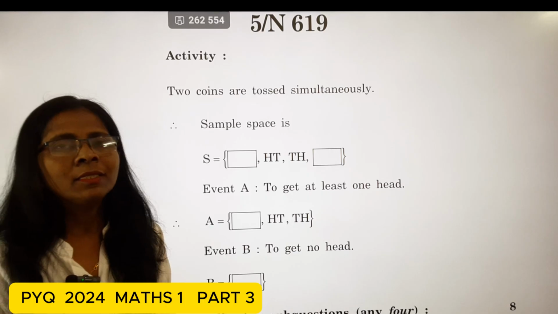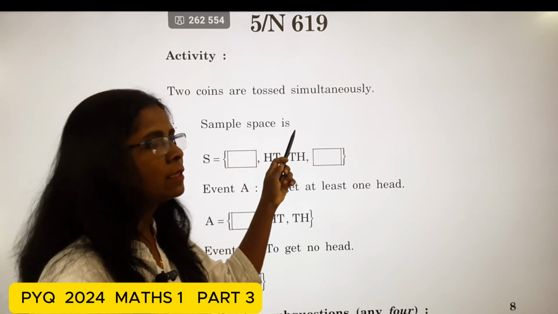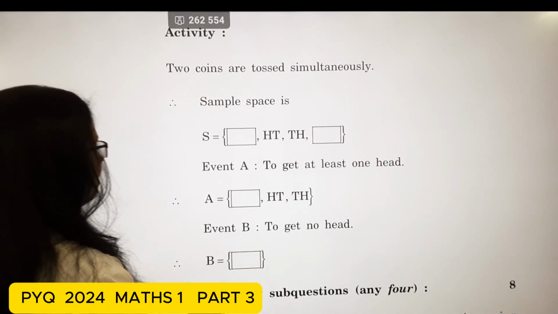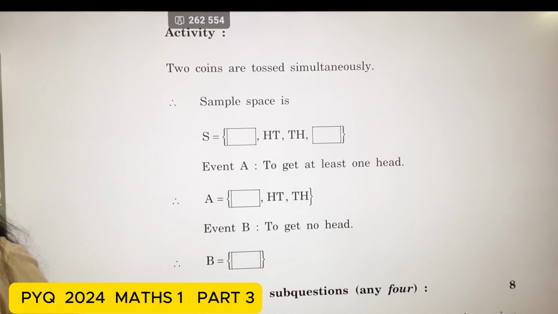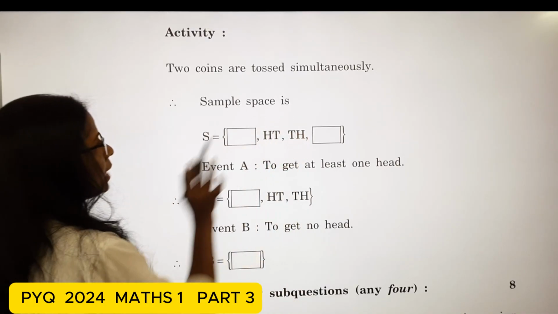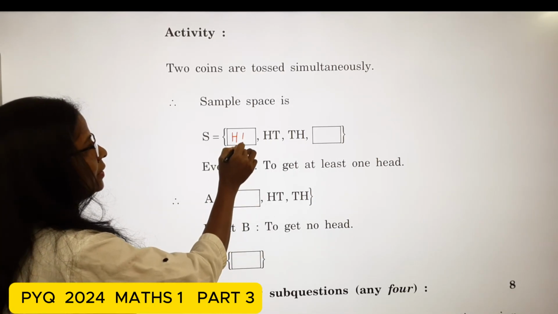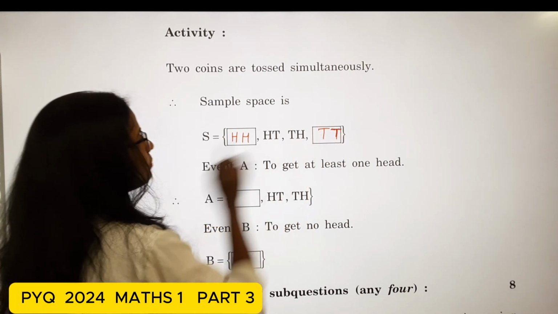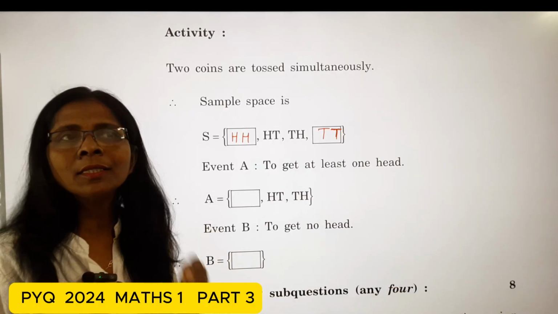Okay. 2 coins are tossed simultaneously, and therefore the sample space will be HH, then HT, TH and TT. Okay, TT. Now event A to get at least one head. We want at least one head.